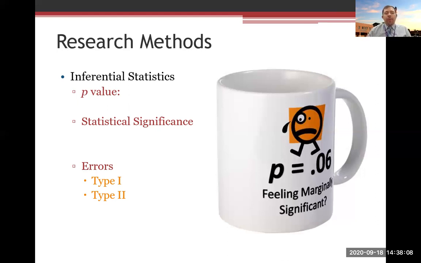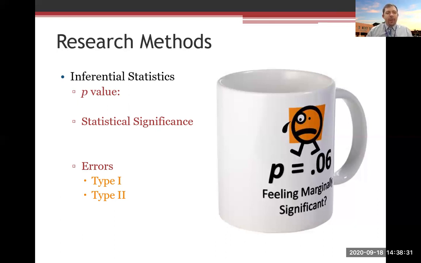So a low p-value means that there's a low probability that the results were due to chance, and a high probability the results were due to the independent variable causing the change in the dependent variable. So what we have agreed is we will call data statistically significant if that p-value is 0.05 or lower.